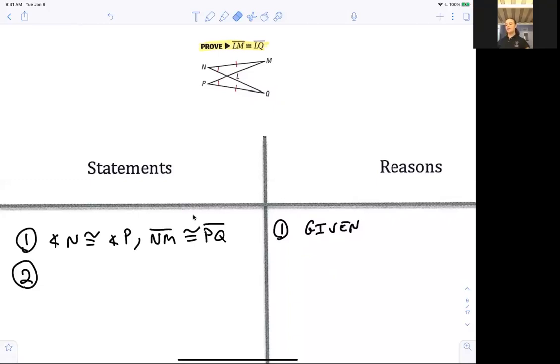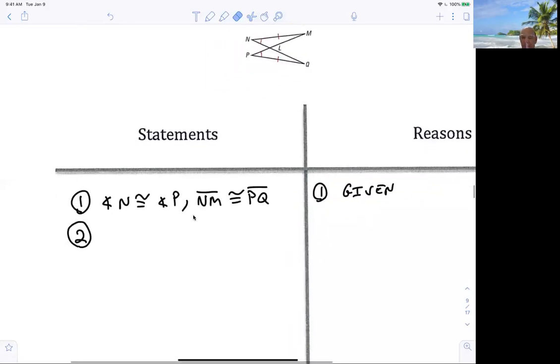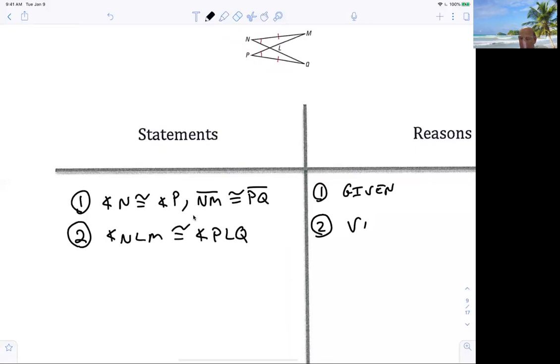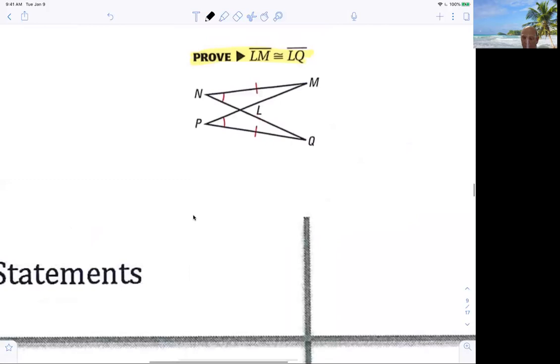Could angle NLM be congruent to PLQ because they're vertical angles? Yay, good job. You bailed out your homeschool peeps. All right, here we go. So we're going to say angle NLM is congruent to angle PLQ, and she is correct. Vertical angle theorem. So now let's mark our figure.